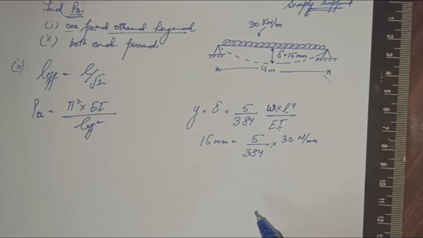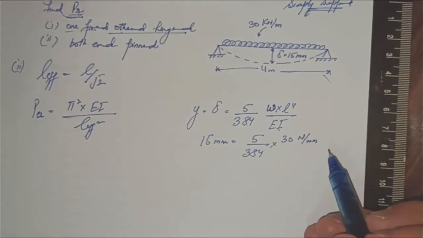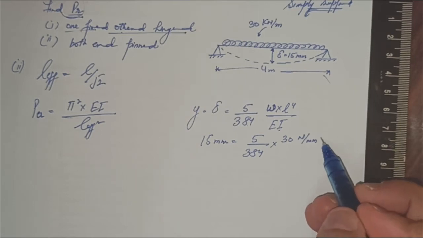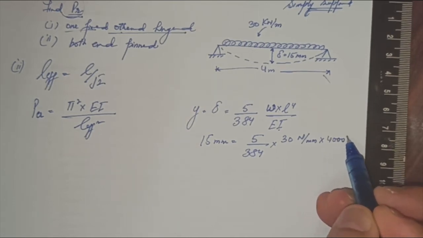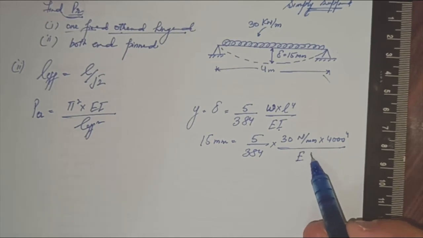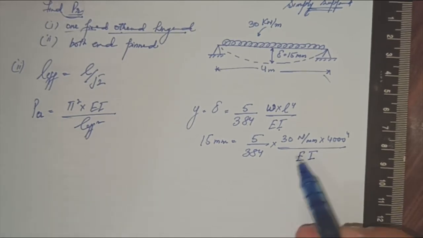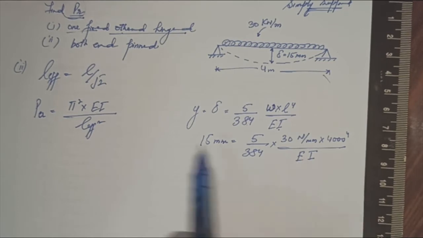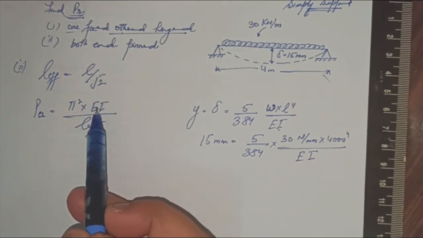Then what is required? L. L is 4 meters, so this is 4000 to the power 4. So we can find the expression in terms of EI. We can put the values of EI here.